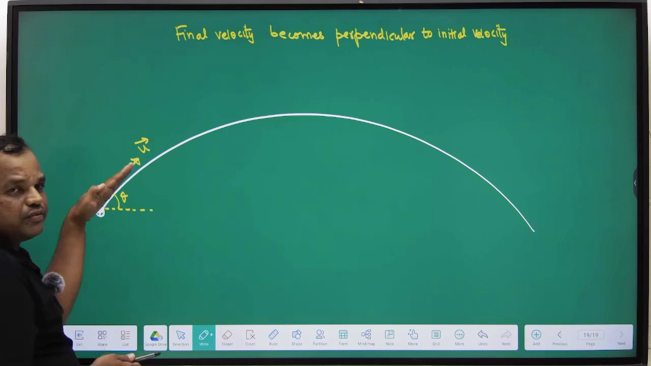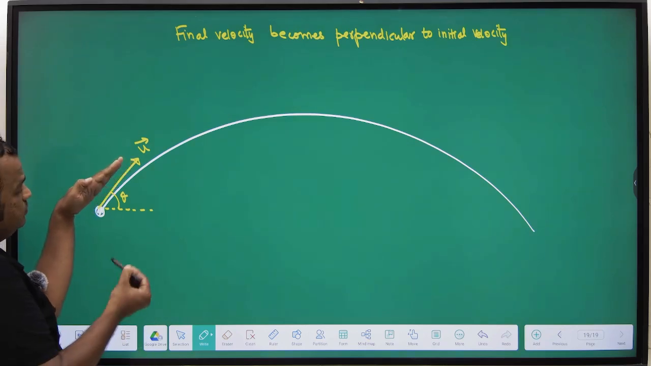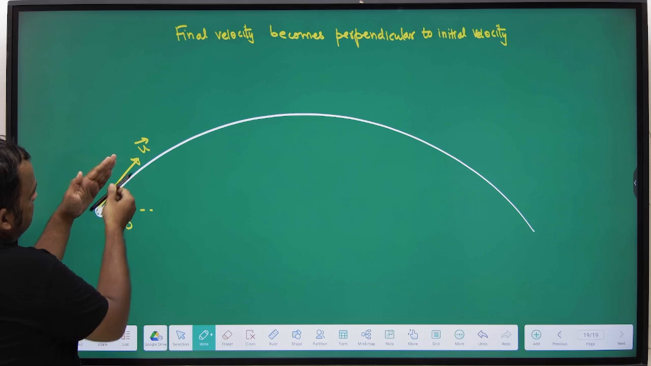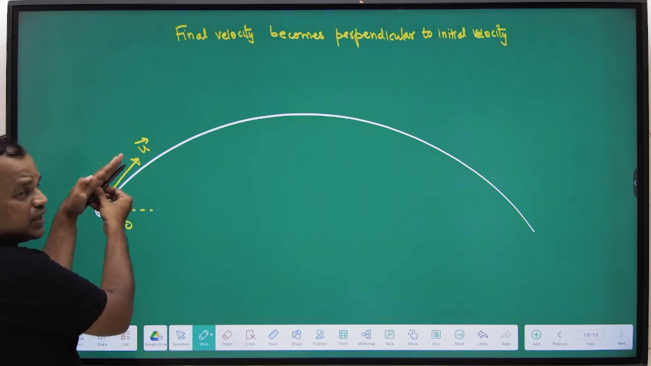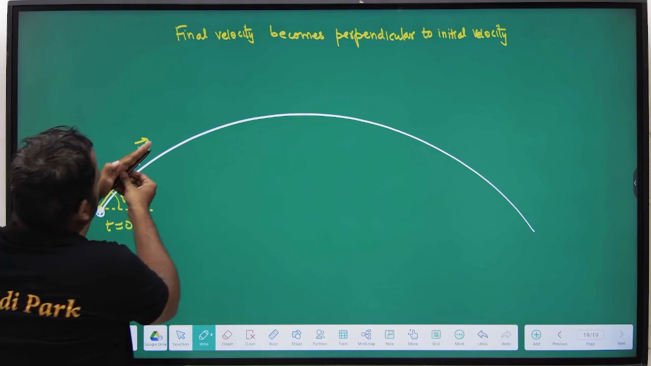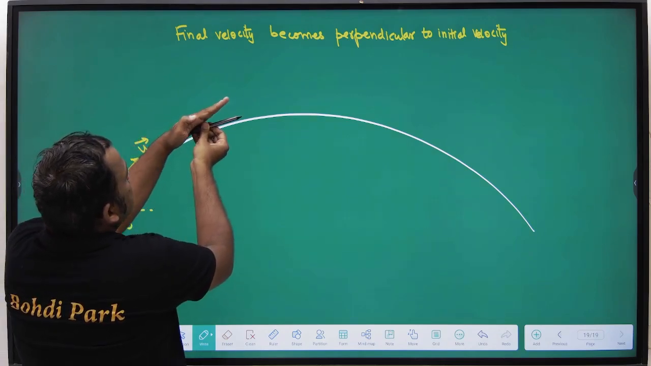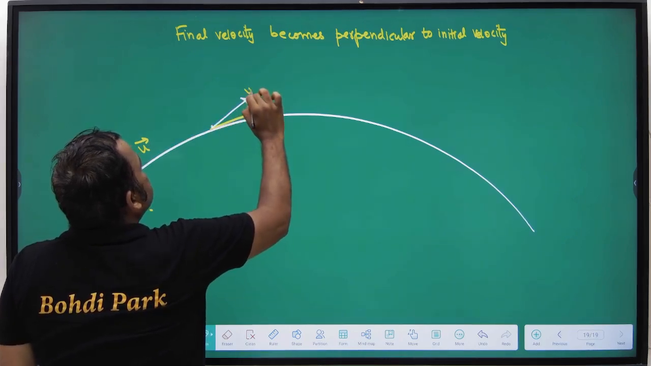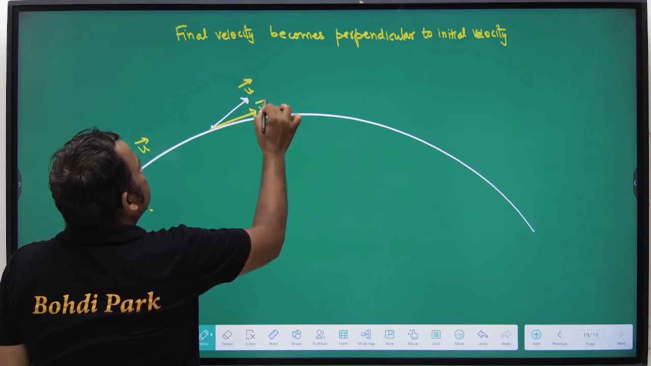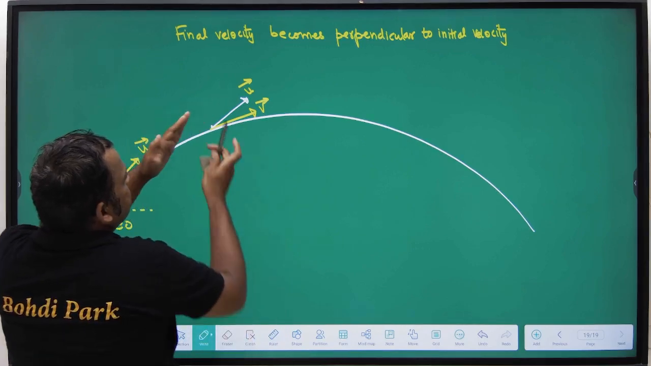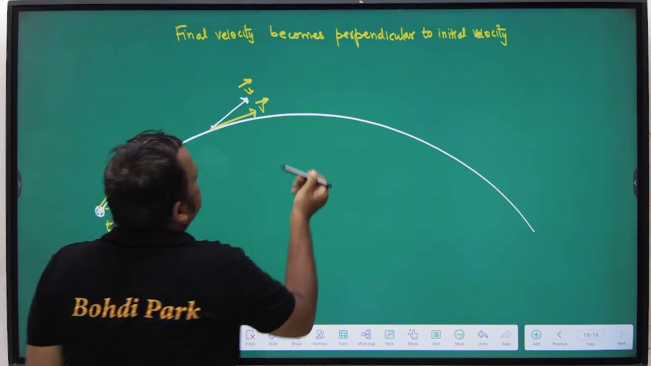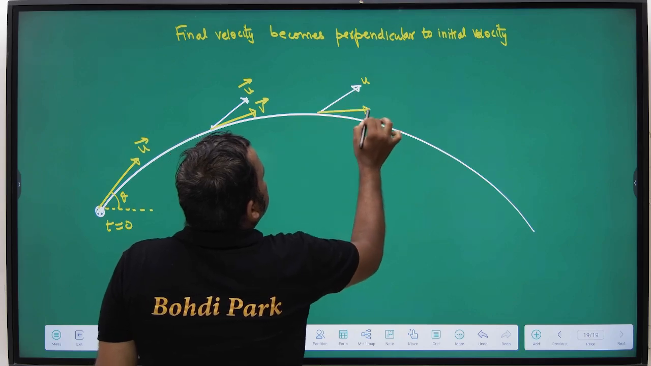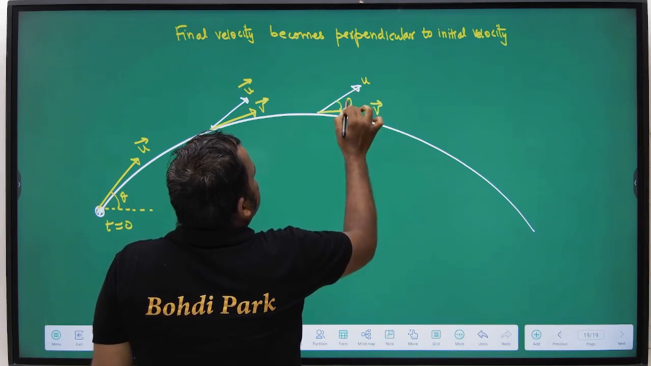Now this is the direction of initial velocity. So at t is equal to 0, the final velocity is making 0 angle with initial velocity. After some time, the final velocity is making some angle with initial velocity. This is initial velocity vector, this is final velocity vector. So the angle is increased. At the topmost point, the angle between the initial velocity vector and the final velocity vector will be theta.